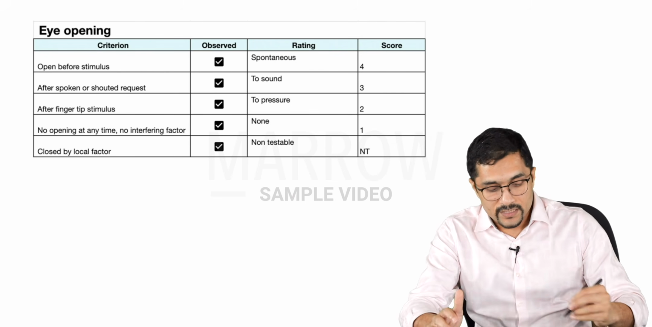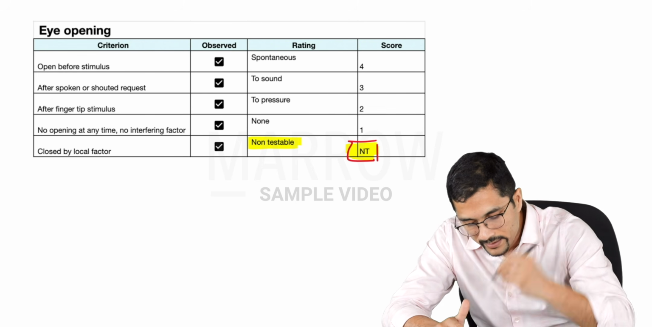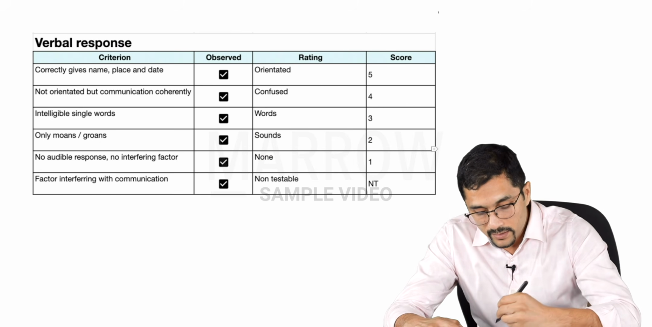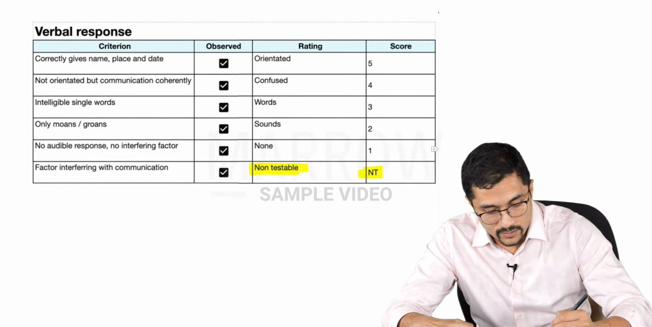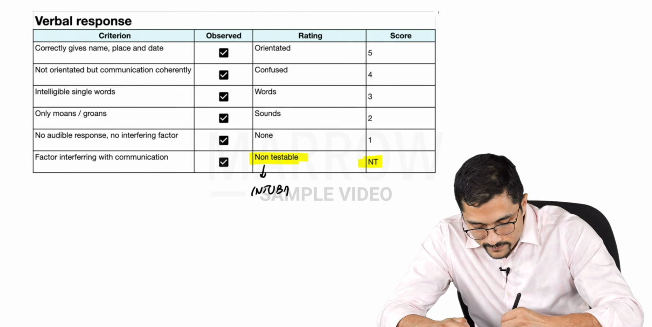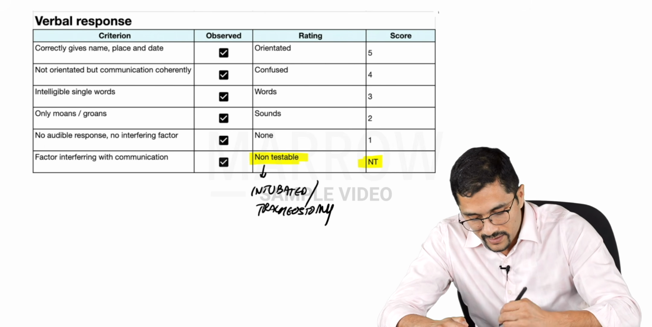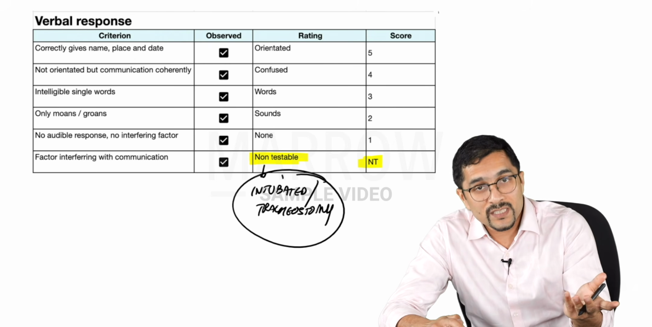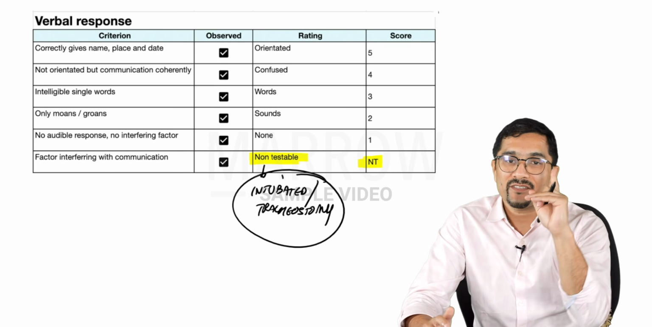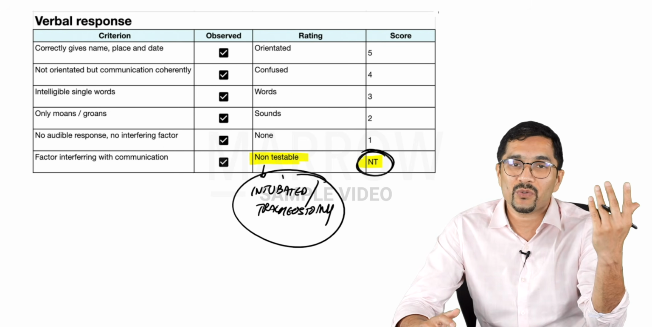The new category which is there is NT, non-testable. So for eye opening also there is a new category, non-testable, if you can't check the eye response. Similarly, in verbal response you have non-testable. When will you get non-testable in verbal response? If the patient is intubated or there is a tracheostomy, the patient cannot speak. In the old score, it was written as VT and it was given a score of 1. Now we write it as NT, non-testable, and you can't give it a score at all.